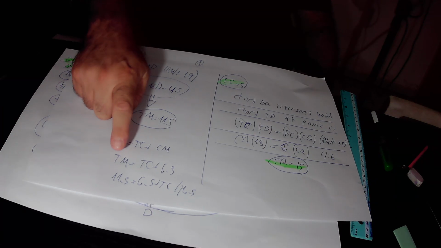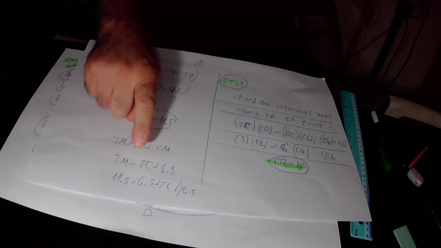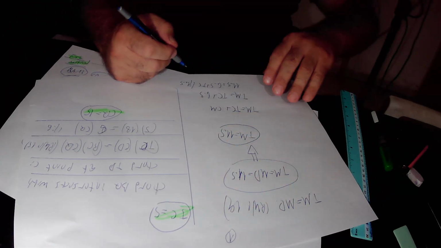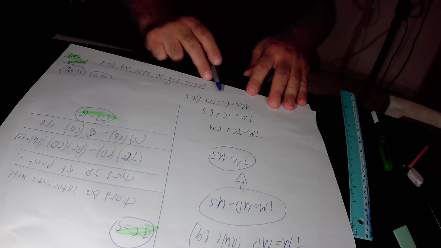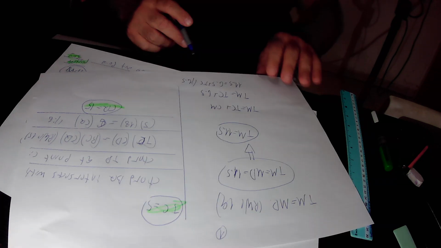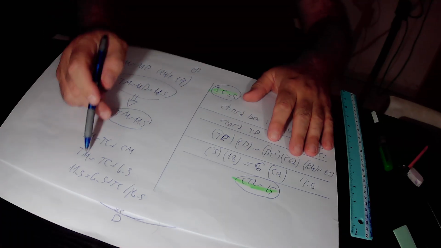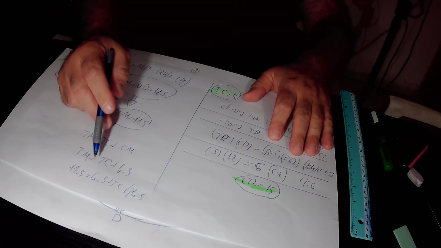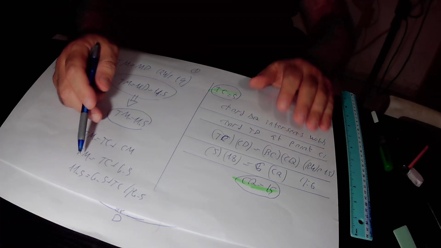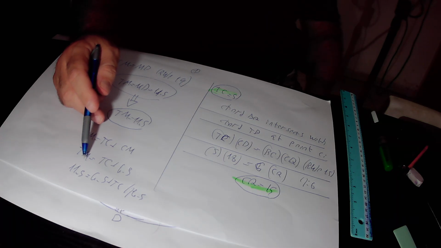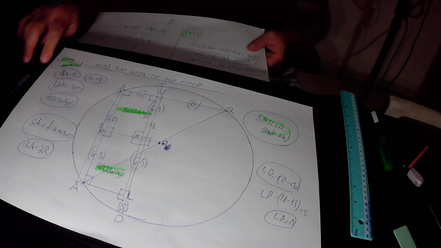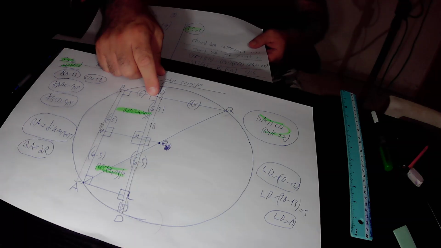So we substitute TM by 11.5 and we get that 11.5 equals 6.5 plus TC. Here we subtract the 6.5 from this equation and finally find that the missing side TC equals 11.5 minus 6.5, which is 5. So the missing line TC is equal to 5 units in length.